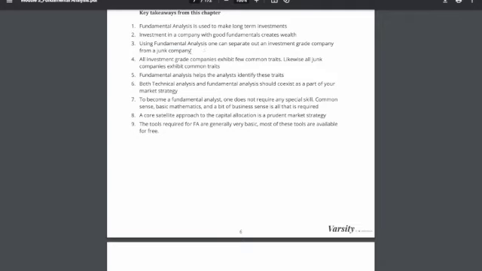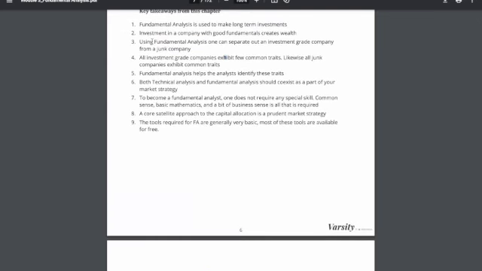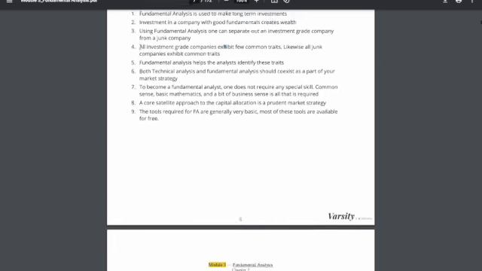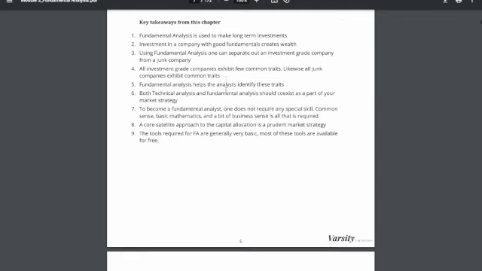So with two companies in a certain industry, one company will be found better than the other company because of its financial situation found when conducting fundamental analysis. And so the fourth key takeaway is all investment grade companies exhibit a few common traits. Likewise, all junk companies exhibit common traits.